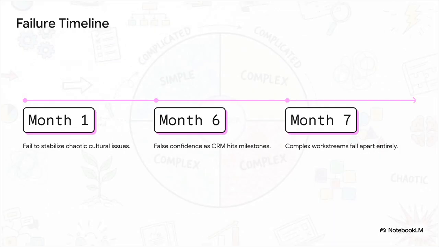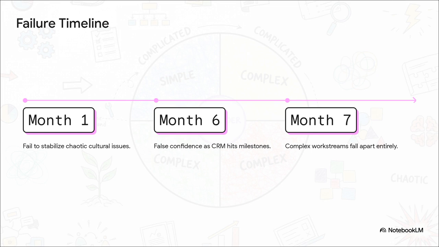If you ignore this diagnostic step and just force everything into that single 9-month Gantt chart, here is exactly what your failure timeline is going to look like. Month 1, you failed to stabilize the chaotic cultural issues because, well, you're too busy writing planning documents. By month 6, you've got this massive false confidence because the CRM migration is hitting its milestones, people are ticking boxes, everything looks green. But by month 7, the schedule meets reality.